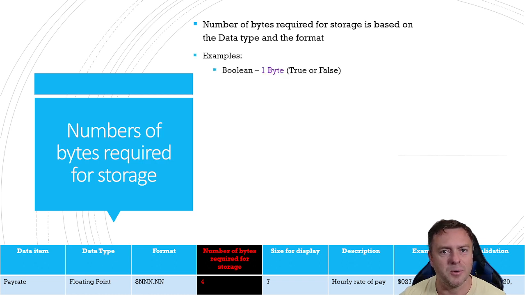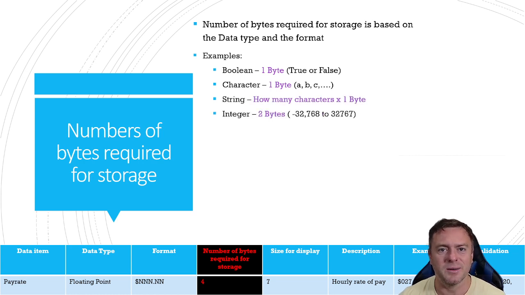So for example, a boolean only requires 1 byte. It's either going to be true or false. Technically, it's only really 1 bit, but we've got to round it up to the whole byte. A character, which is the letters, is going to be 1 byte. A string is however many characters times 1 byte. An integer stored with this system is 2 bytes.